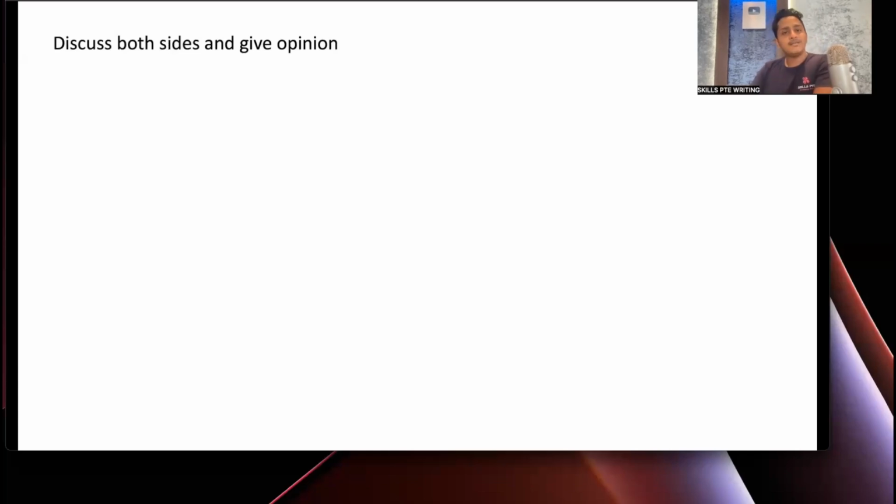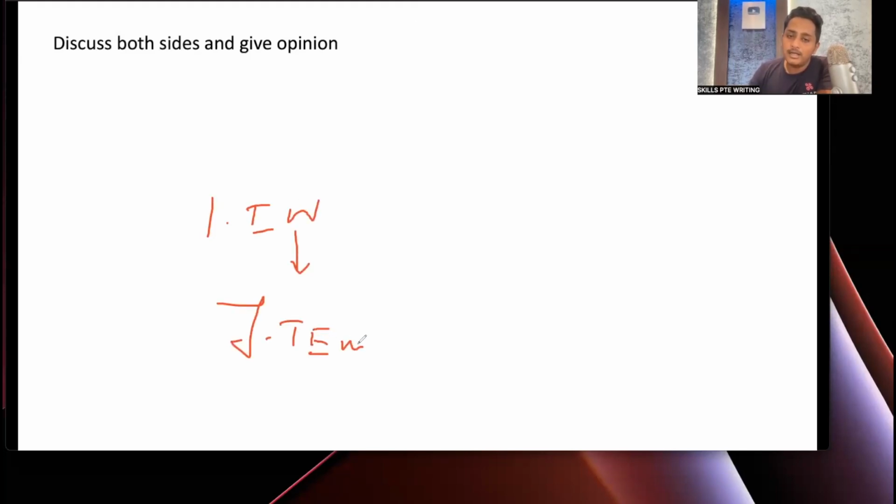Discuss both the sides and give your opinion. See, whatever I'm discussing, the templates have already been given inside the Google Drive, writing folder, 1. IELTS writing, inside the 7 dot templates. Templates covering these structures I have already given. Here I'm again revising it. If you want, the templates are already there, you just memorize it, follow it, things will fall in place. But here again, I'm explaining in detail.